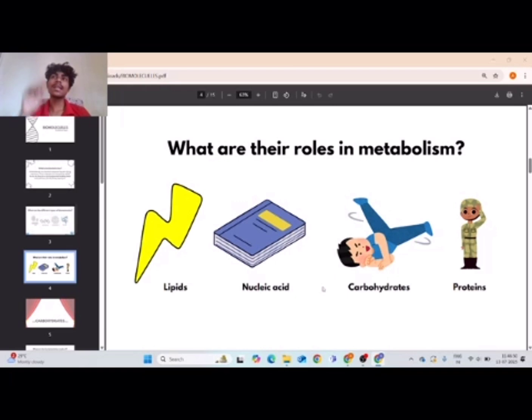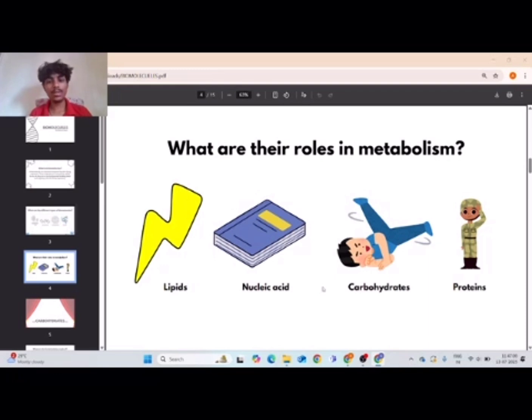ATP is a fundamental energy currency which is necessary for each and every process that exists in the human form. Beyond this, carbohydrates also play a major role in storing energy in the form of glycogen and other material. The next is proteins.